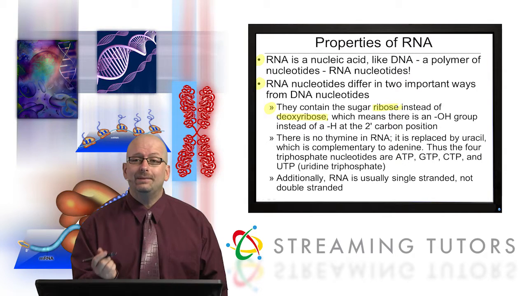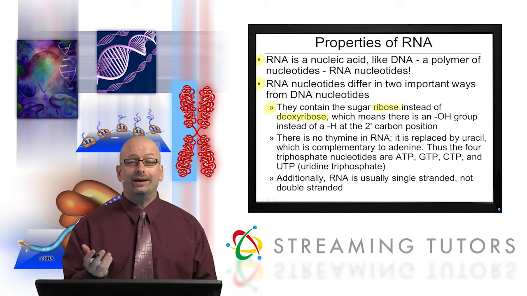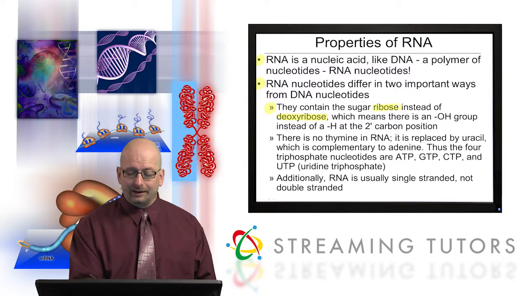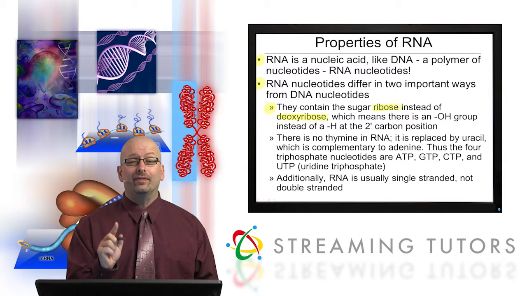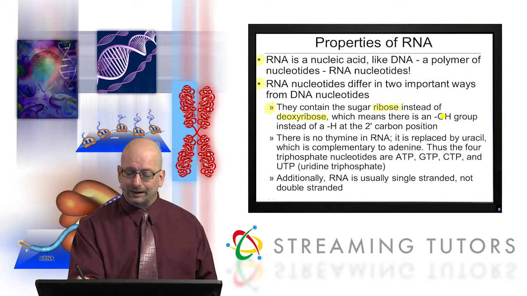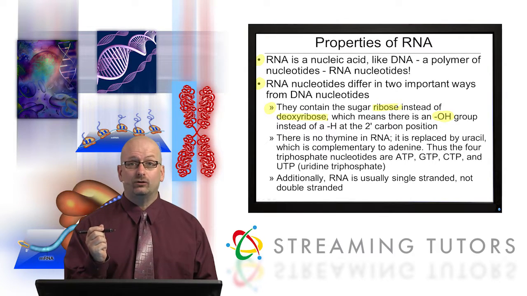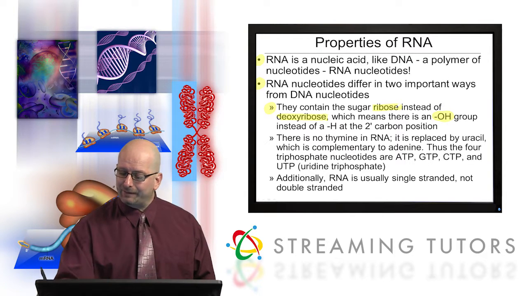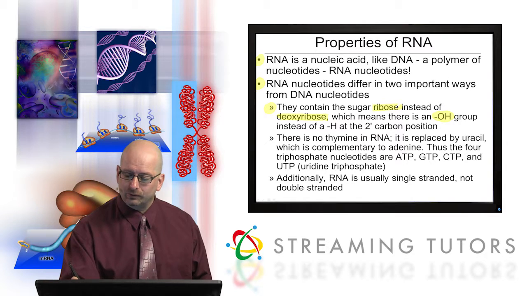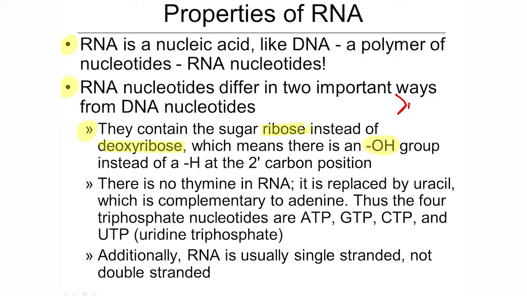But what that really means, you guys, is that in ribose, or in an RNA nucleotide, the sugar at the 2' position has an OH group attached to it. I'm just going to draw a little piece of the sugar. There's the 1' and the 2' positions. So in RNA, there'd be an OH group there.